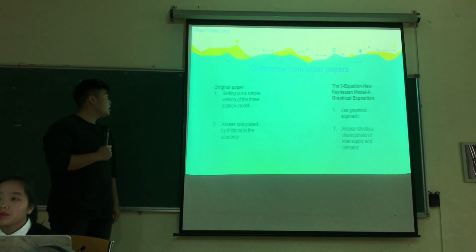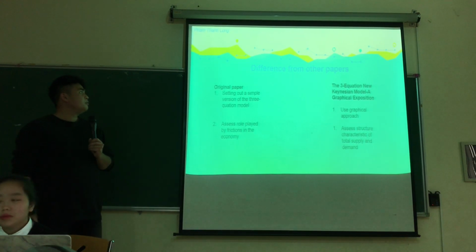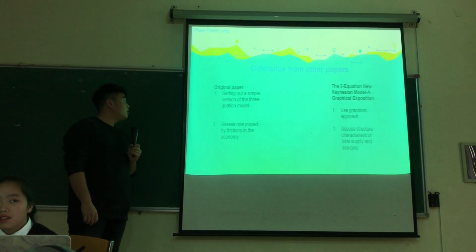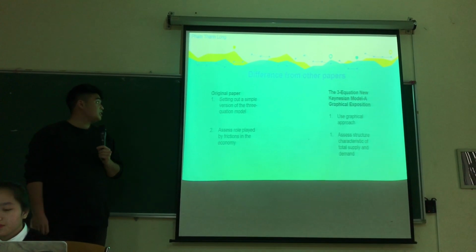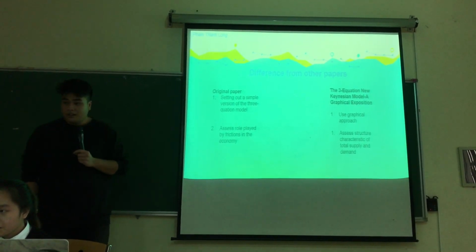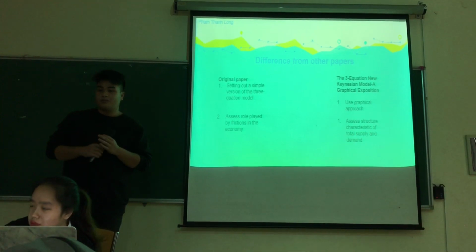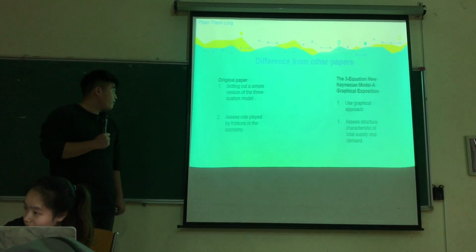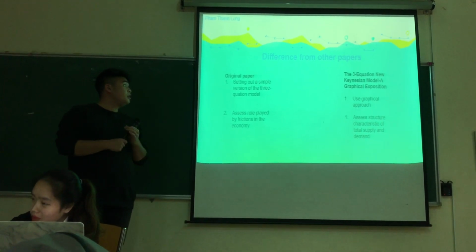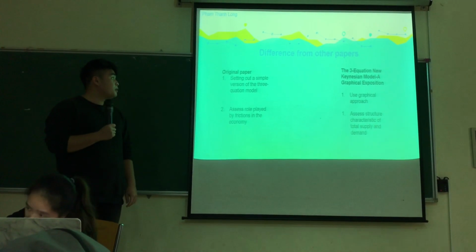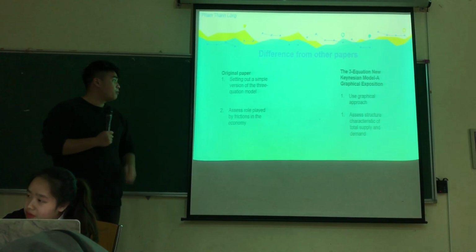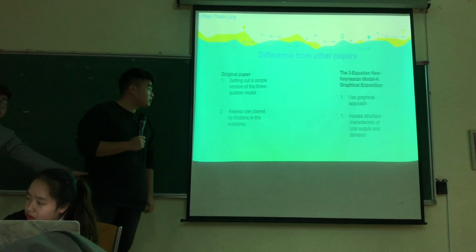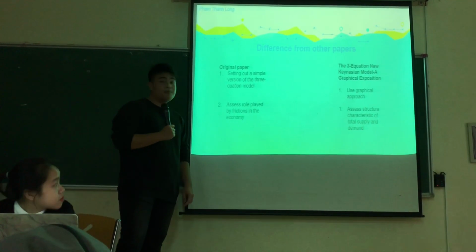We can see that there are two differences between these two papers. The original paper sets out a simple version of the three equation model and the role played by friction in the economy, while the other paper still takes a graphical approach and sets out the structural characteristics of total supply and demand.